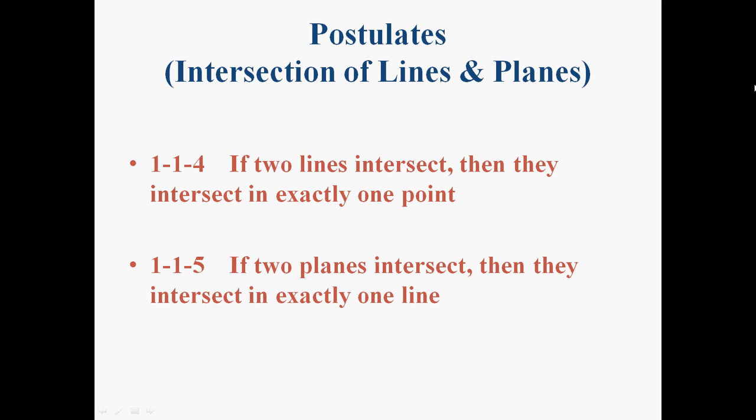The last two postulates we need to know about in this section are that if two lines intersect, then they intersect in exactly one point. The same two lines cannot intersect at a different point because they are straight. Likewise, if two planes intersect, then they will intersect in exactly one line. A good example would be to think about the intersection of your wall and ceiling. You could draw a straight line where they intersect each other.